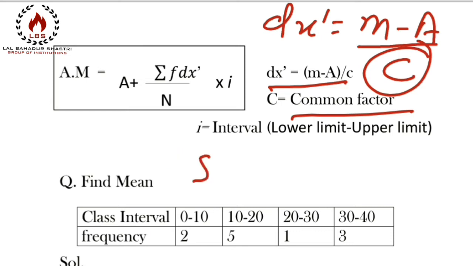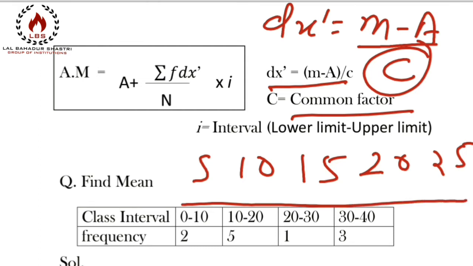Take 5, 10, 15, 20 and 25. What is common between these values? Common means the value which can divide all these data points, or you can say it is a factor of all of these. So here if you observe, 5 is the common factor. 5 is divisible by 5, 10 is also divisible by 5, 15 is also divisible by 5, 20 is also divisible by 5. So this is going to be your common factor.